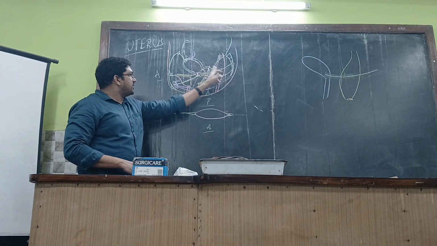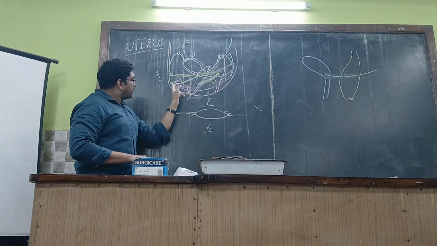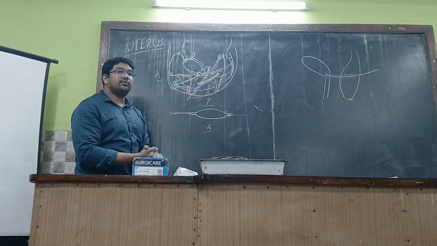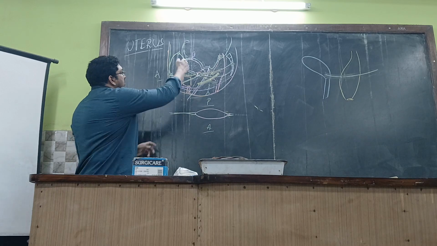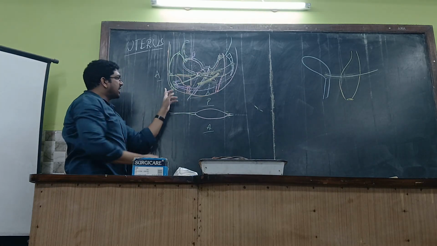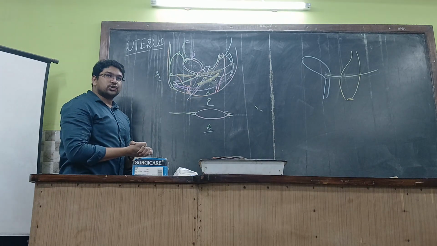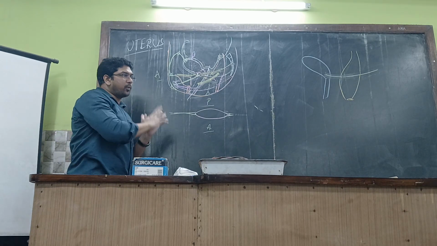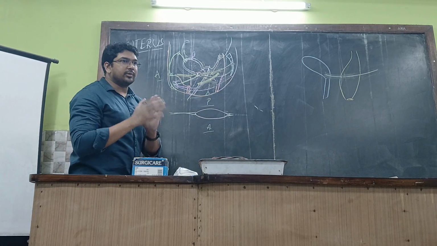False ligaments are in between the viscera. True ligaments are in between the bone and the uterus, on either side, along with the pelvic fascia. And one more true ligament is the round ligament, which will be attached to the labia majora. Getting it or not? False ligaments in between the viscera. True ligaments in between the bones and the viscera. Try to remember this. Okay.